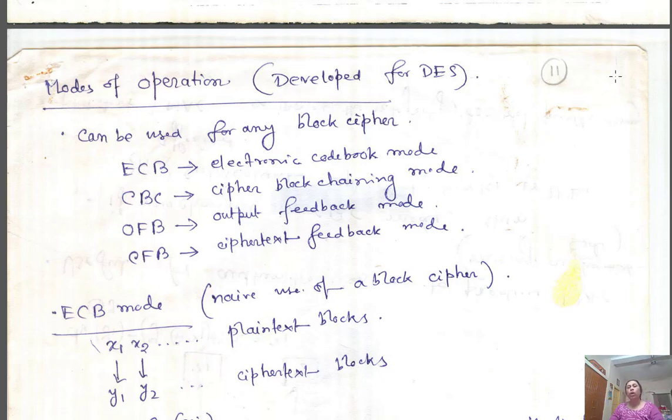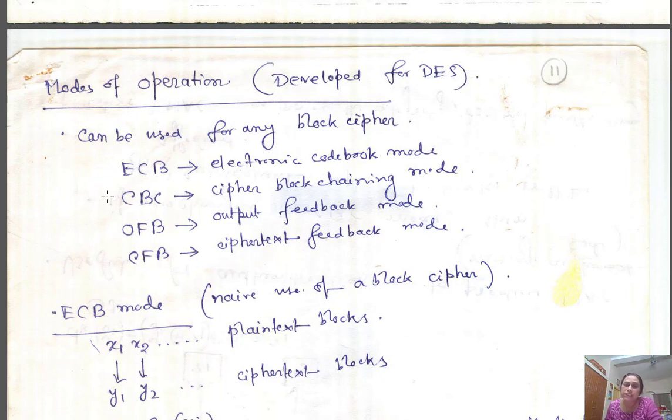Now, if you have a very long plain text, we divide it into blocks of size 64 bits, which is the block size for DES, so that we can apply this encryption scheme. There are several ways we can encrypt a long plain text. These are the different modes. There are four main modes: electronic codebook mode (ECB), CBC, which is ciphertext block chaining mode, OFB, output feedback mode, and CFB, ciphertext feedback mode.